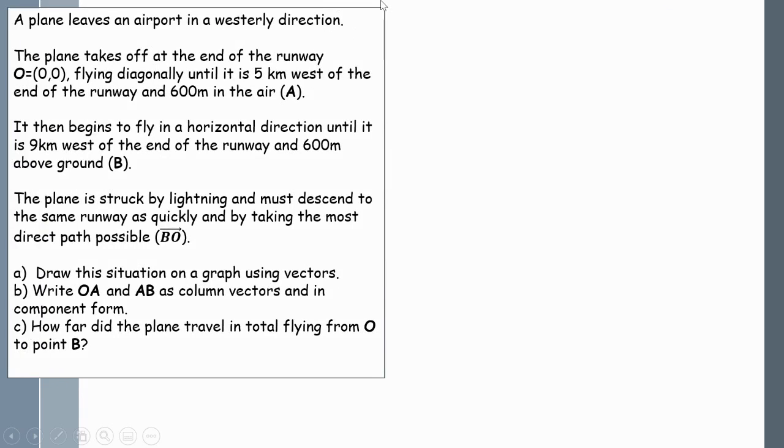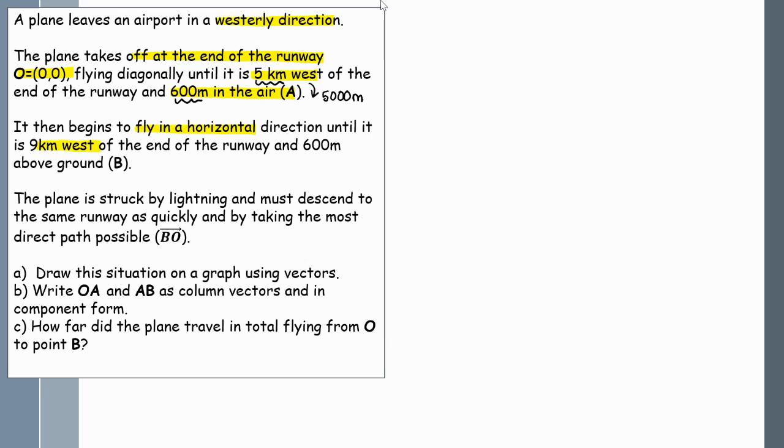So here's your example. A plane leaves an airport in a westerly direction. The plane takes off at the end of the runway, which is at the origin. It flies kind of diagonally upward until it is 5 kilometers west of the runway and 600 meters in the air. This is the point A. After it reaches point A, it then begins to fly in a horizontal direction until it is 9 kilometers west of the end of the runway and 600 meters above ground at point B.